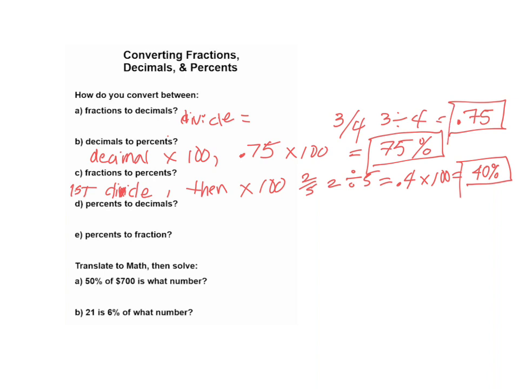Percents to decimals. Well, if you multiply a decimal times 100 to get a percent, you do the opposite of multiplication to go from percent to decimal. What is the opposite of multiplication? If you said division, you are correct. You divide by 100. So, our example here, 40 divided by 100 would equal 0.4.